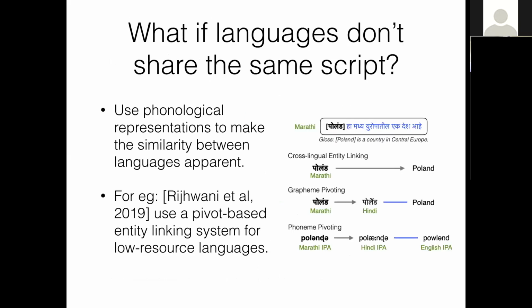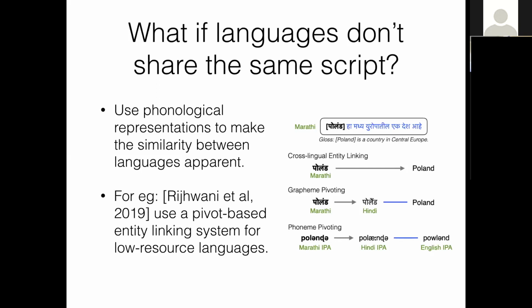But what happens if the languages don't share the same script? So most of the transfer learning methods rely on orthography overlap, and in that case, lexical overlap. And in those cases, transfer learning wouldn't work properly. So a common solution is that we use phonological representations to make the similarity between the languages apparent. So for instance, Rijhwani et al. have used a pivot-based entity linking system for low resource languages.